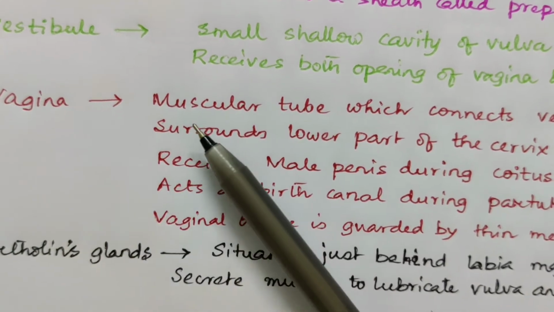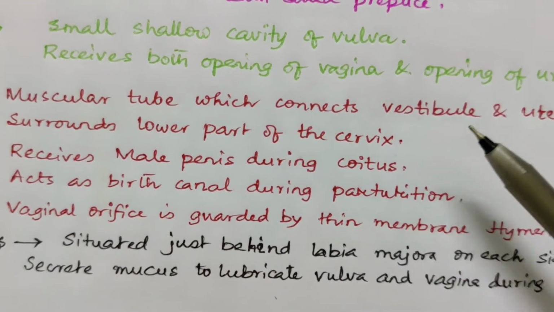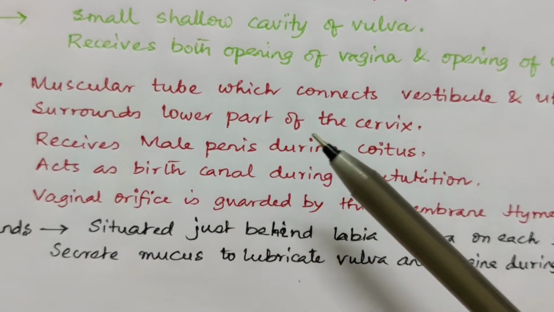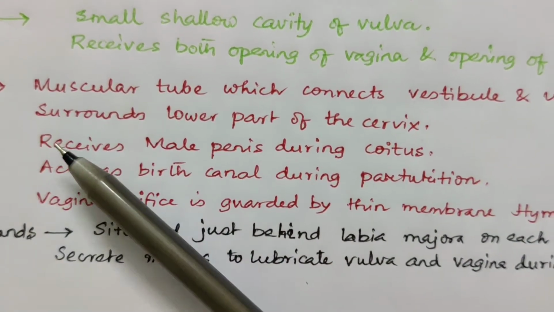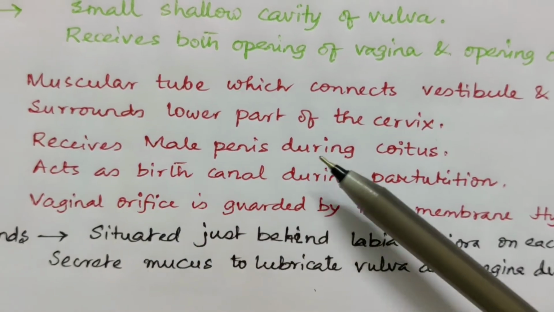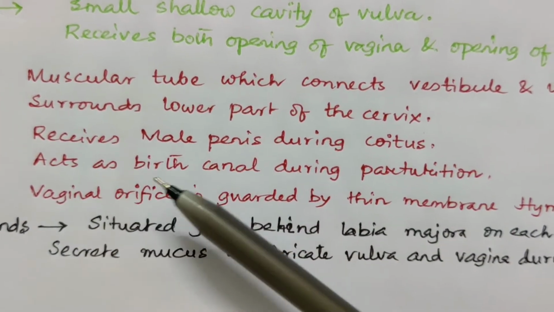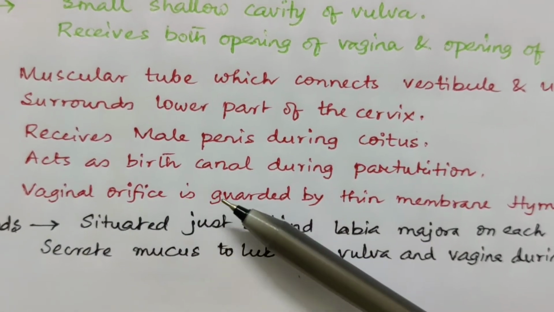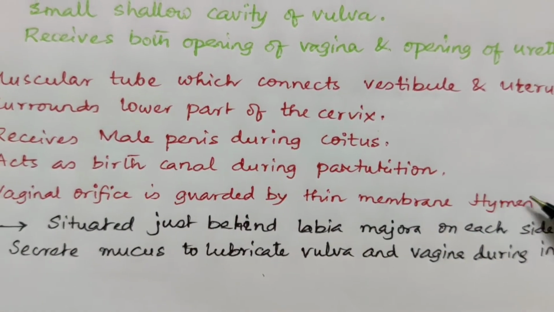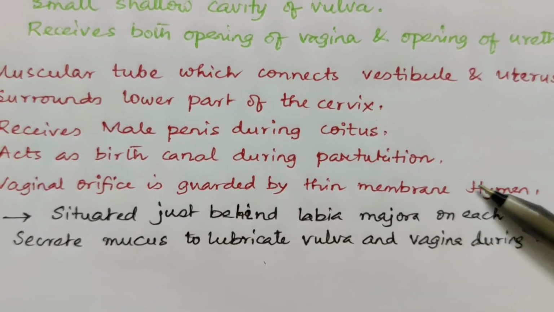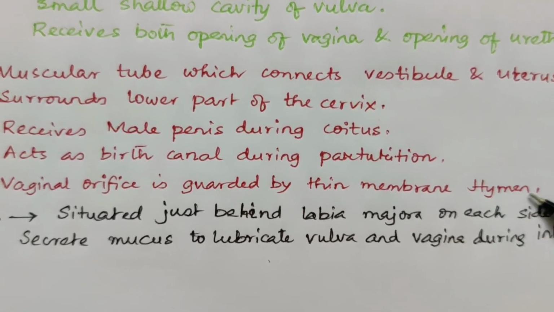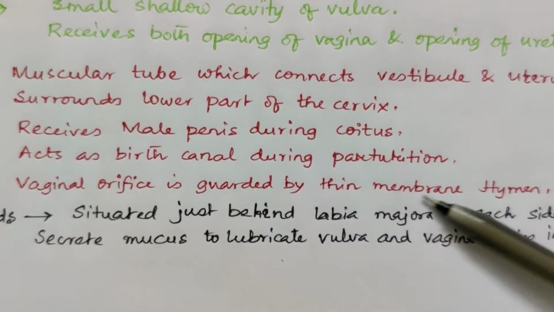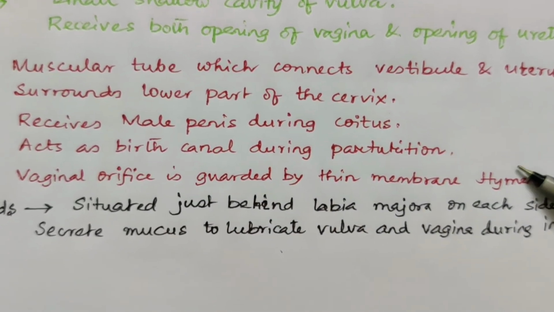Now coming to vagina, it is a muscular tube which connects the vestibule and the uterus. It surrounds the lower part of the cervix. Its function is to receive the male penis during coitus. It acts as the birth canal during parturition. The vaginal orifice is guarded by a thin membrane called hymen. This hymen gets broken or torn during the first coitus or first sexual intercourse.